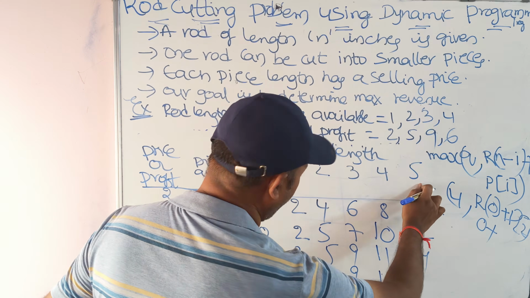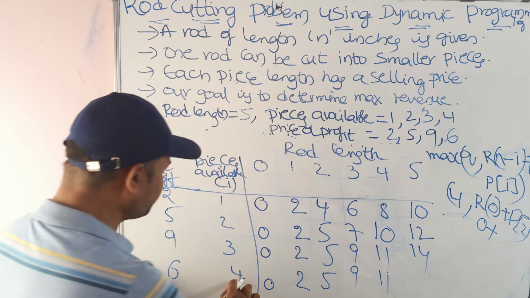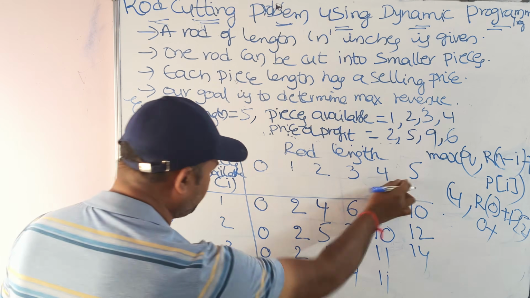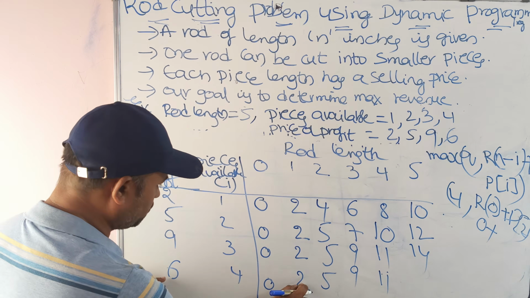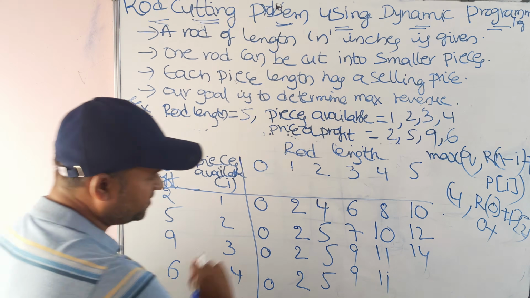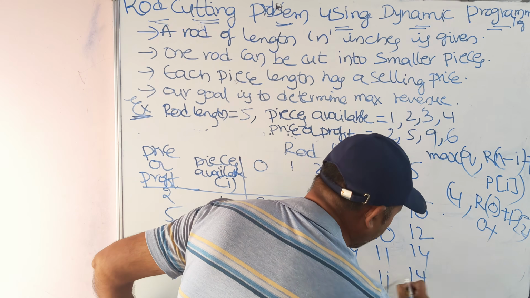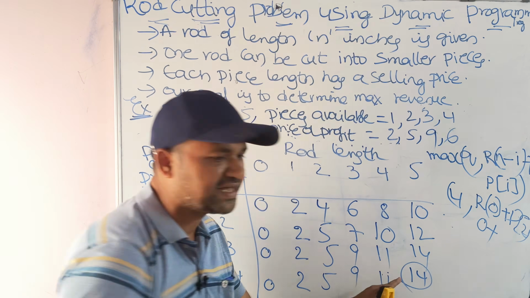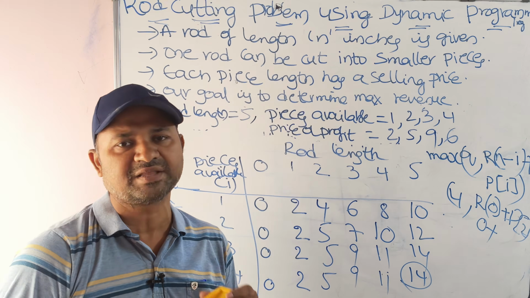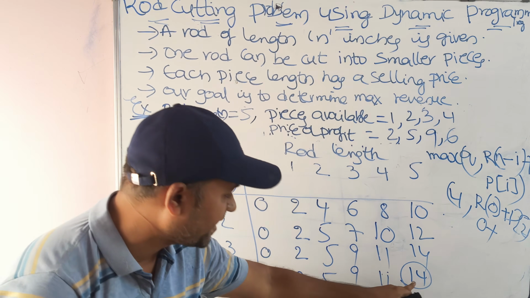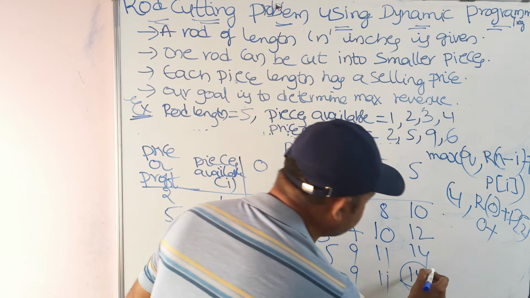Next, here we have 5. So 5 minus 4 means 1. So 1 revenue is 2. So 2 plus 6 means 8. Out of 8 and 14, 14 is the maximum value. So we can say that here the maximum revenue, or the maximum profit, or the maximum price is 14.